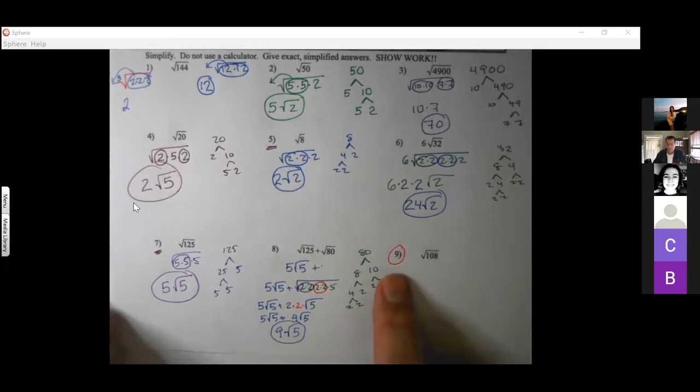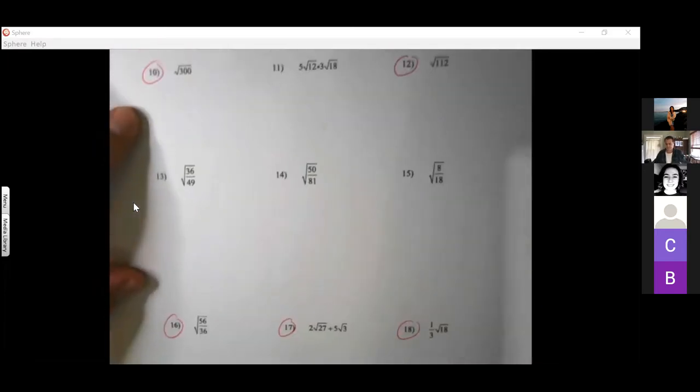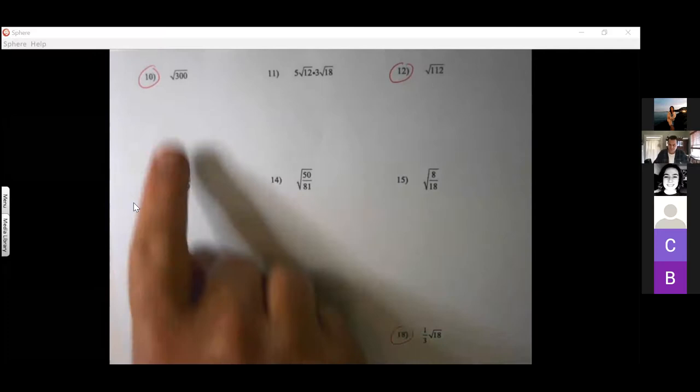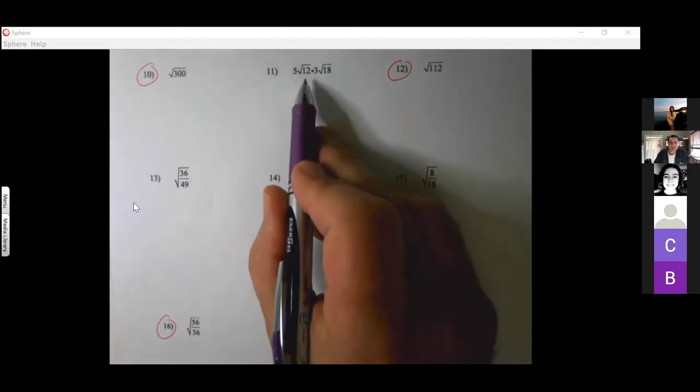You'll notice I've circled number 9 for you here. I'd like that to be part of your homework tonight. I've also circled 10 and 12 because those should be part of your homework. We'll do number 11 because it's a little bit different.